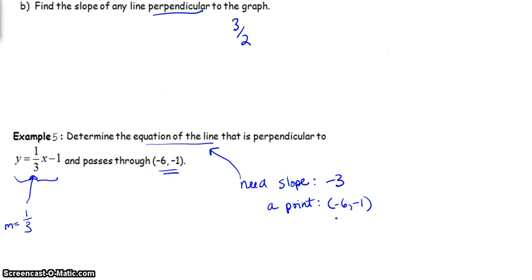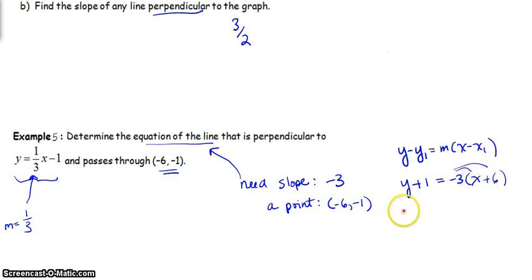So now, whenever you have a point and the slope, you simply use your point-slope form to find the equation of a line. So y minus y, whenever you're subtracting a negative, it becomes adding. X minus x, again, you're subtracting a negative. It's not a fraction, so I can go straight to multiplying it in. Y plus 1 is negative 3x minus 18.